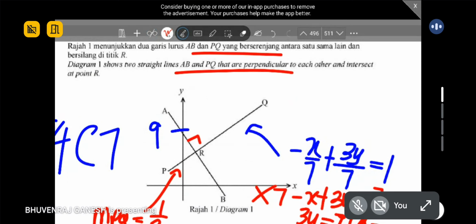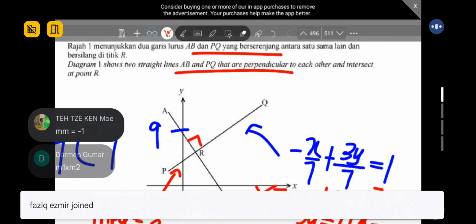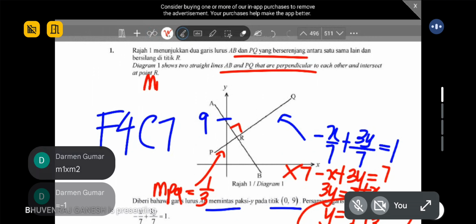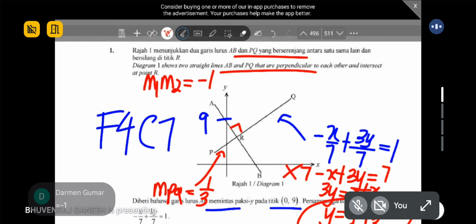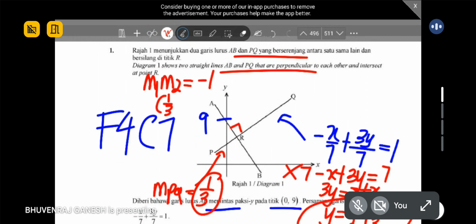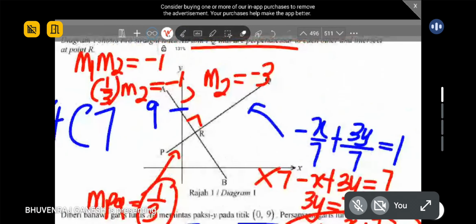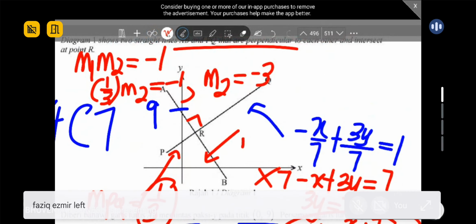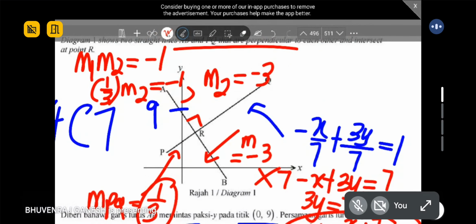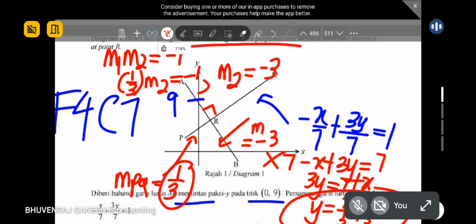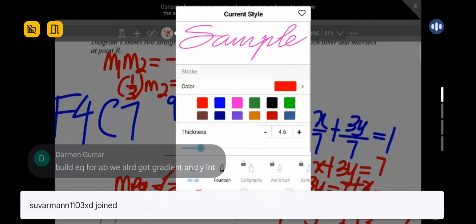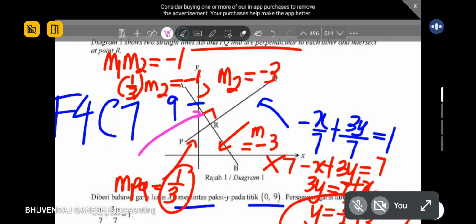And then you see, guys, the question say they are perpendicular. Berserenjang, means that 90 degrees. So what is the formula, guys, when you see perpendicular? Very good. M1 M2 equal negative 1. So 1 over 3 times M2 equal to negative 1. Your M2 is equal to negative 3. So the gradient of AB, kecerunan garis AB ni, adalah negative 3. That's the concept. So based on this, you can form the equation for AB.